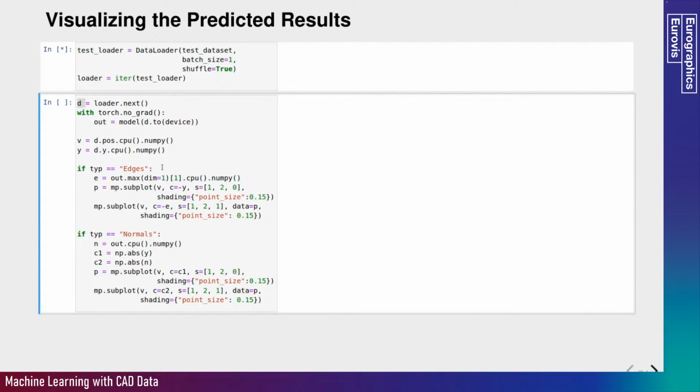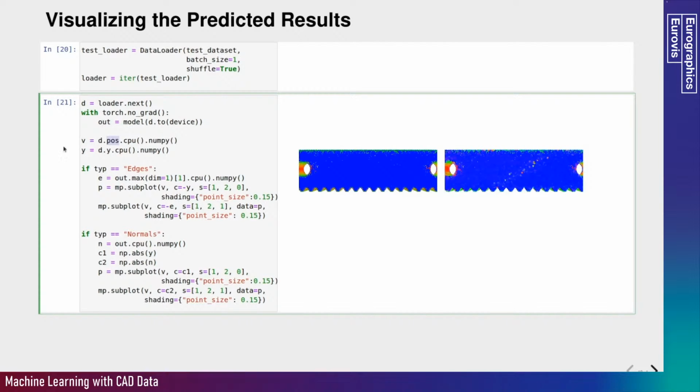So let's first run this first cell and now run a prediction on our test data set. And let's go through this code line by line. We set torch to no gradient mode, and then we move our data sample to the device and run it through the model to get our prediction in the out variable. Also, we need to get our ground truth values, and this we get just from our data sample. The position field in there are the vertices or the point cloud.